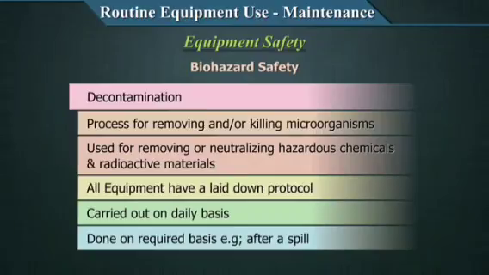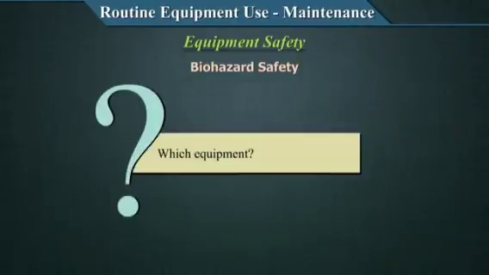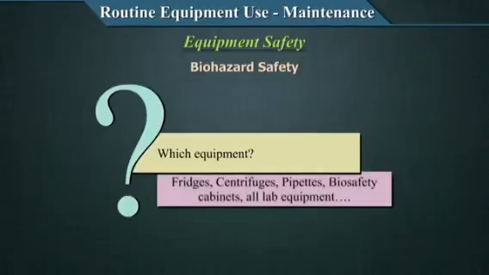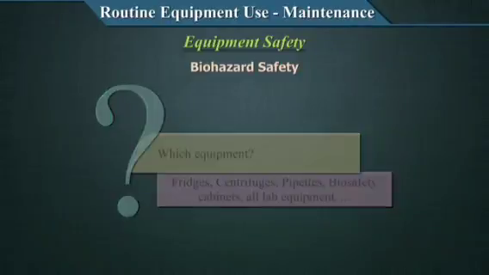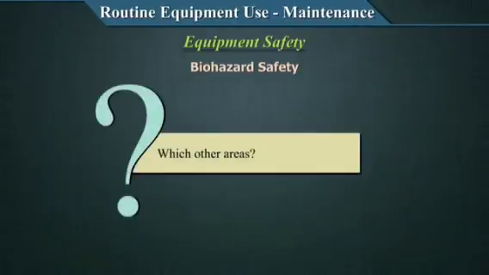As required basis, especially after spills. So, which equipment need decontamination? Every equipment requires decontamination. Your fridges, your centrifuges, pipettes, biosafety cabinets, all laboratory equipment requires decontamination processes. And apart from equipment, you also need to clean other areas.